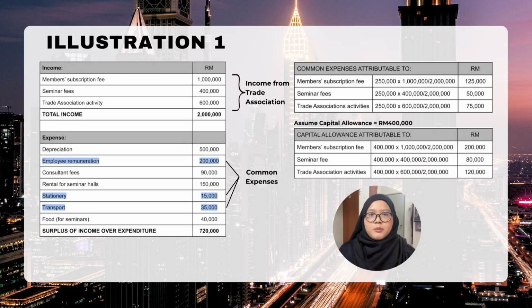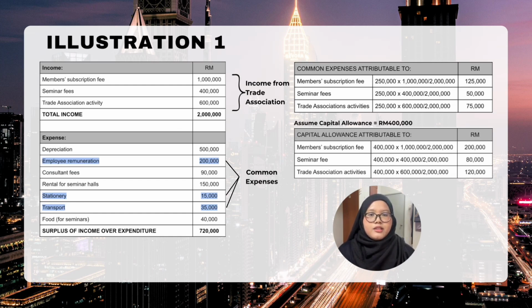So this is a statement of profit or loss of a trade association. And as you can see, the income is derived from member subscription fee, seminar fee, and trade association activities. Next, the expenses. We are going to take note of the common expenses that I have highlighted, which are employees' remuneration, transport, and stationery, which total up to RM250,000.